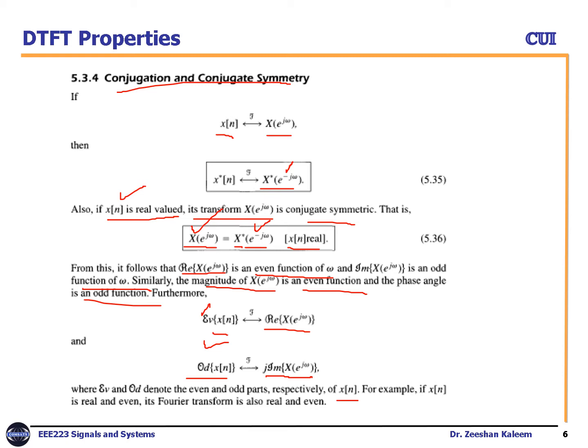So whenever you divide the signal into two parts, one is the even part and the other is the odd part. The Fourier transform of the even part is real, whereas the Fourier transform of the odd part is imaginary. For example, if x[n] is real and even, its Fourier transform is also real and even. And if x[n] is real and odd, then its Fourier transform will be purely imaginary, right? So this was the conjugate symmetry property.